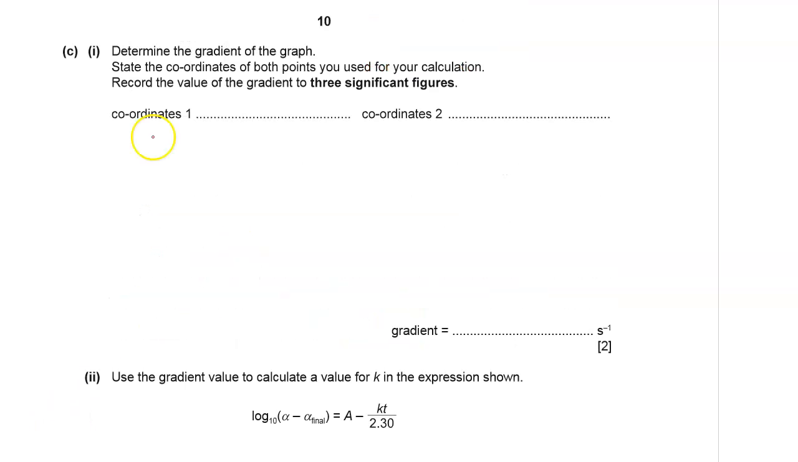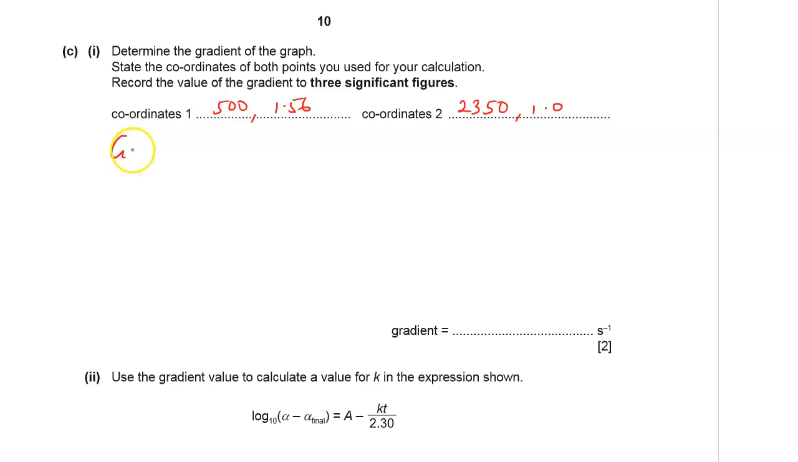Very good. Part C1, determine the gradient of the graph. State the coordinates of both points you use for your calculations. Record the value of the gradient to 3SF. I'll use these coordinates here. I'll use 500 and 1.56, and your points should be as far apart as possible. You pick the points on the graph, not the points on the table. So change in y over change in x.